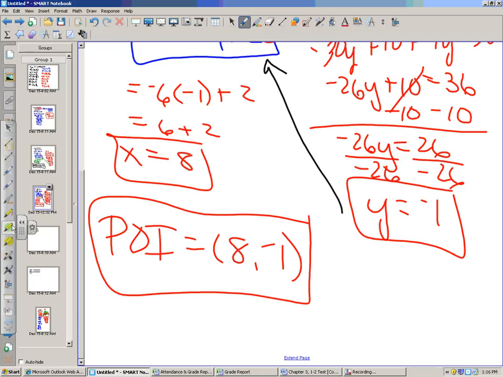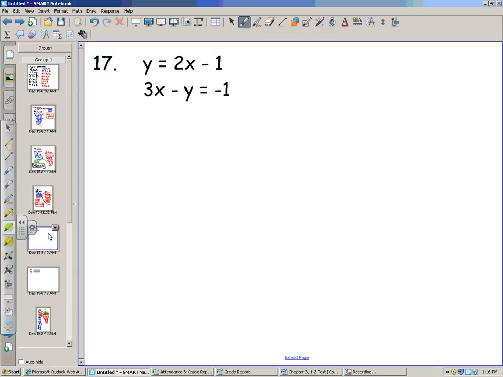Okay, now, number 17. What's up with 17? It's not lined up. You're right, but Bree, what are you saying? It's already solved for y. So half the work is done for you. Right? Do we see that? Since it's already solved for y, what do you simply do? Plug and chug, baby. That's it.